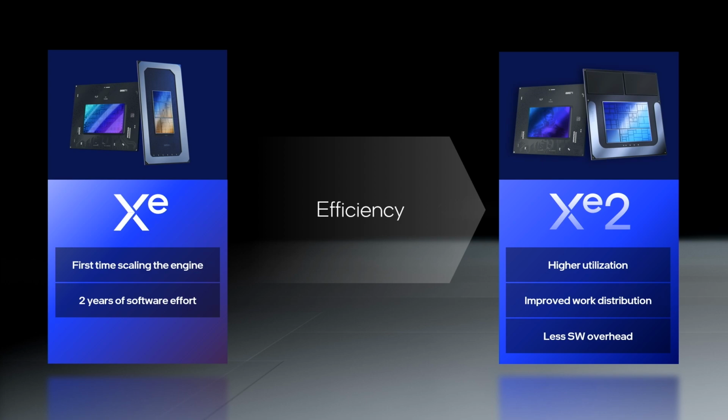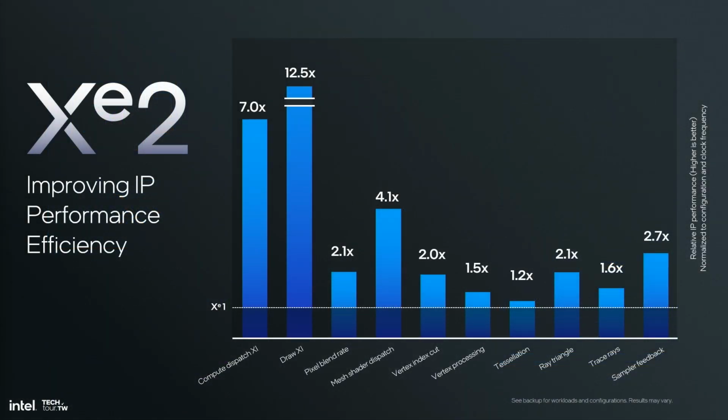So the large investment in silicon that we did in Xe is now being more efficiently utilized. We've improved work distribution, and it is way more software compatible. So think about Xe2 as the next generation of GPU architecture designed to be more compatible with games and to have higher utilization. All right, this is just one way to think about it.